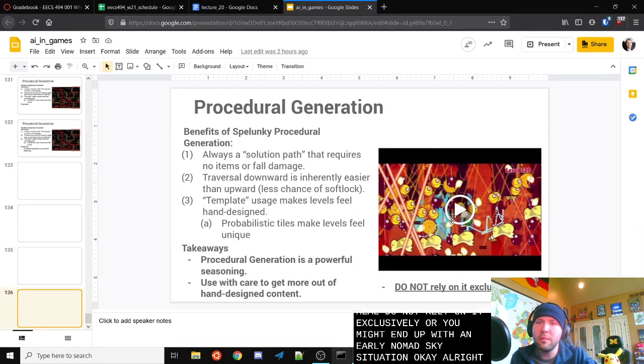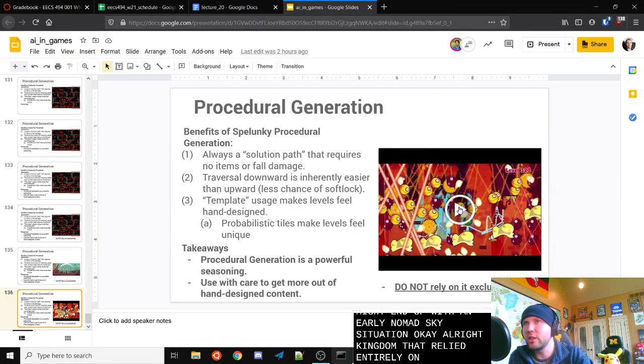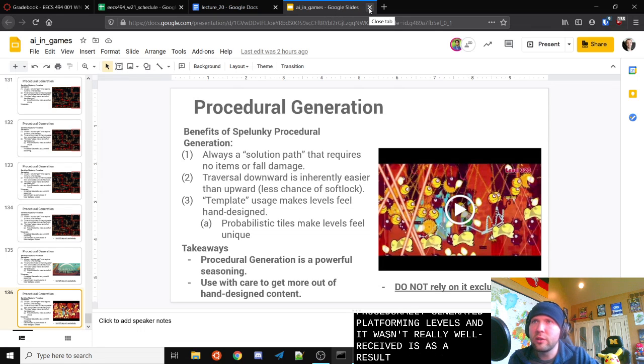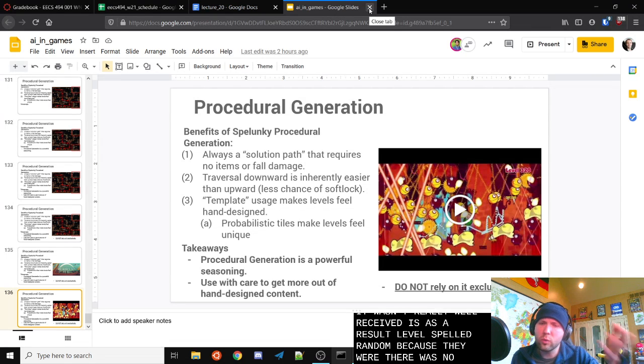There's another game there called Cloudberry Kingdom that relied pretty much entirely on procedurally generated platforming levels, and it wasn't really well received as a result. Levels felt random because they were. There wasn't really a handcrafted feel to them.